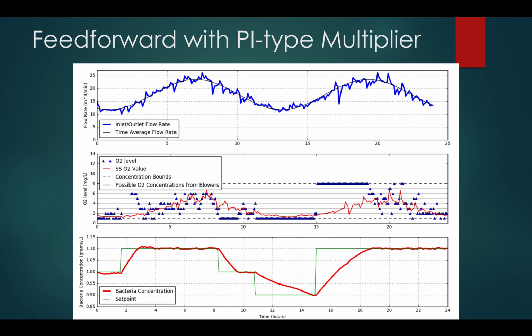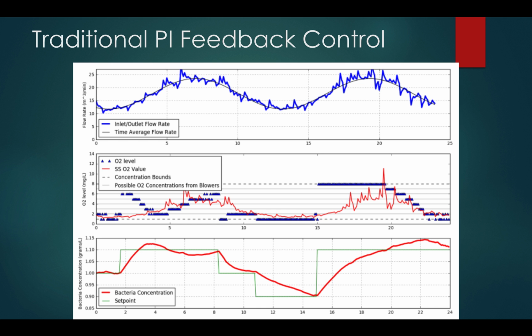Our results from our feed forward with PI type multiplier implemented worked pretty well. We can see our bacteria concentration didn't really have any overshoot. There's less than 1%, and it was able to fit to a set point pretty well. But we can compare this to a normal PI feedback control, and the concentration of bacteria is really hard to keep at a set point. It has a hard time doing that, and we got at most a 15% overshoot at one point at around hour 22. And so we saw that our feed-forward controller worked much better.